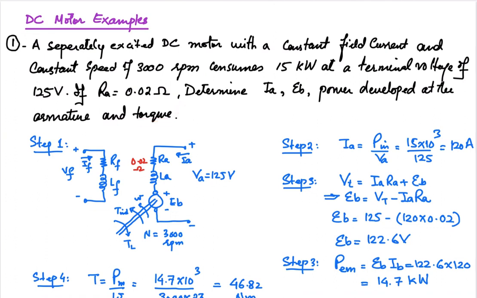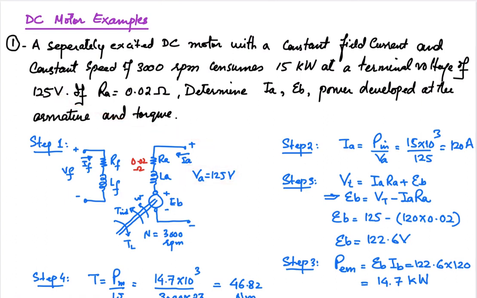So the first step to look at this problem is to draw its circuit diagram. We are given a separately excited DC motor. Here you can see the circuit diagram: a field winding, and over here is the armature winding. Two windings are there, and both are connected to separate supplies. The supply for the field winding is Vf, and the armature voltage is given to us as 125 volt.